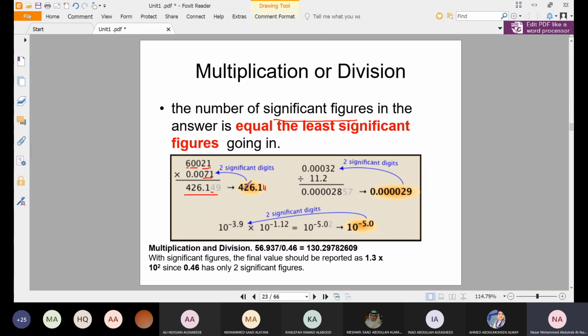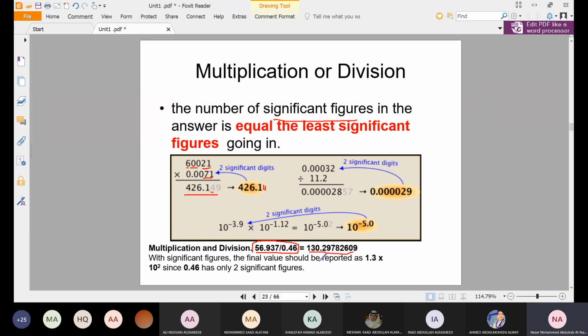Usually with multiplication and division, sometimes we gain more significant figures, or lose some. For example, look at the example at the end here. If we take the division between these two numbers, 65.937 over the second number, 0.46, these contain 2 significant figures and these contain 5 significant figures, and the result will be this one.